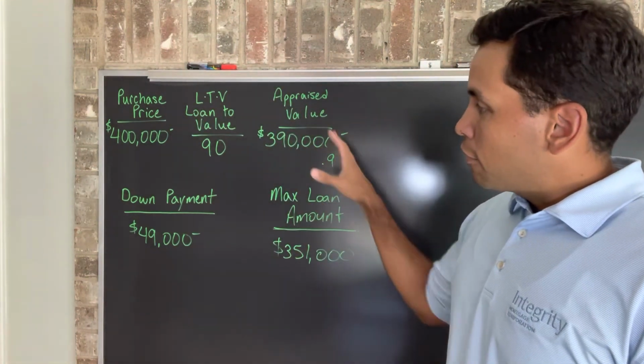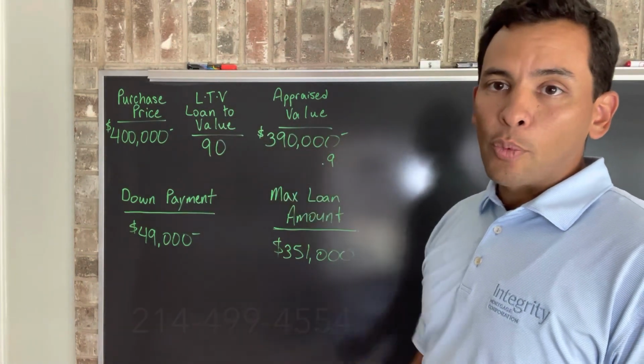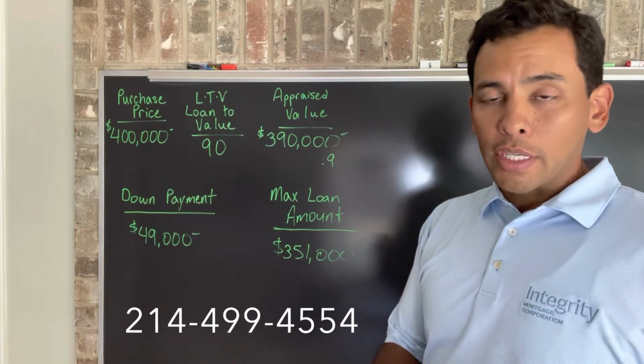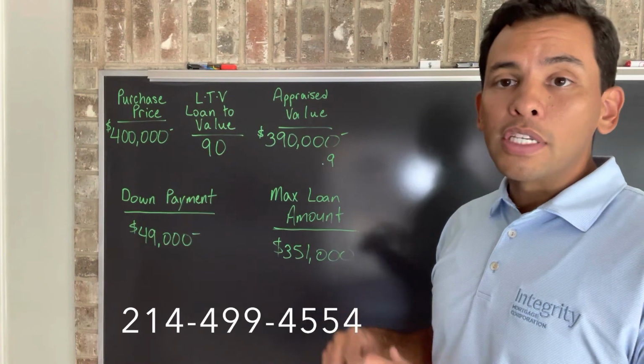So if this happens, you can use this breakdown as a way to calculate your adjusted down payment depending on your purchase price, appraised value, and the LTV that you'll be doing.